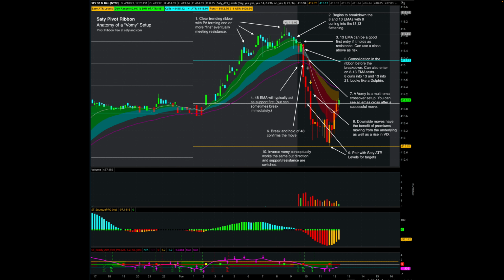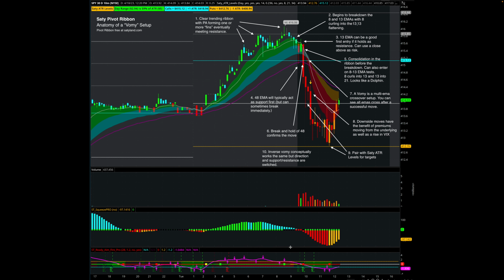And so you can see, we get this beautiful move to the downside, and as that's happening, we start to get this multi-EMA crossover where the 8, the 13, the 21, the 34, and the 48 all cross over each other and now form a bearish ribbon. So to anticipate that is what the Vomy setup really does, right? It gives you the ability to anticipate a really, really bigger than expected move.